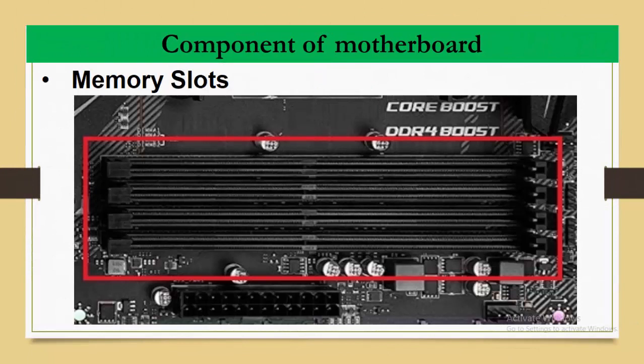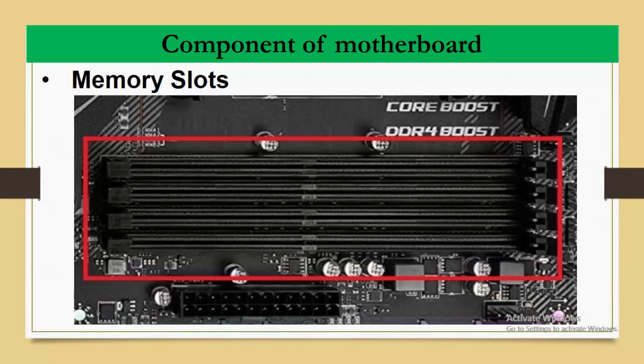The next one is memory slots. Memory slots are used for holding memory chips that make up the primary memory, which is used to store currently used data and instructions for the CPU. That primary memory is also called RAM. I'm sure that you know it: random access memory. We will discuss the memory completely in the next chapter.